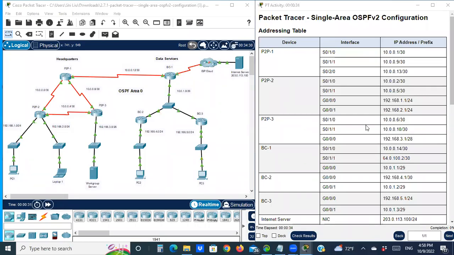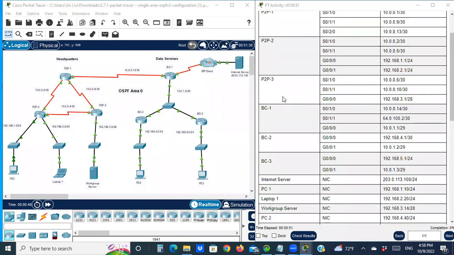Hello, everyone. Today we're going to do a Packet Tracer of Cisco version 7, 2.7.1, Packet Tracer single area OSPFv2 configuration. This is the addressing table.